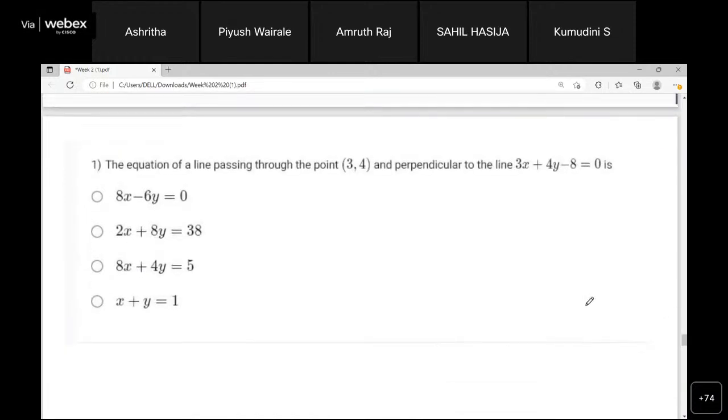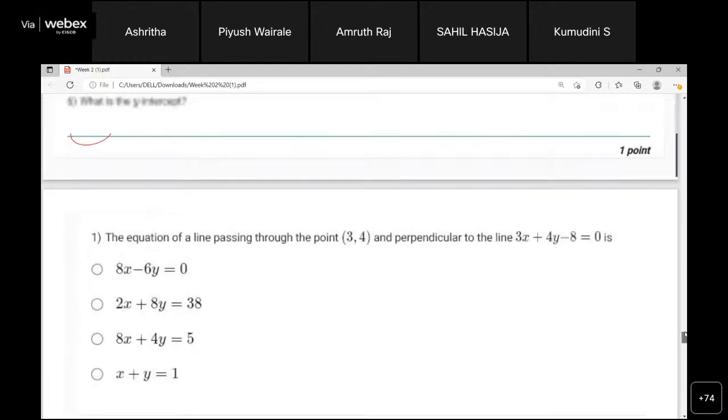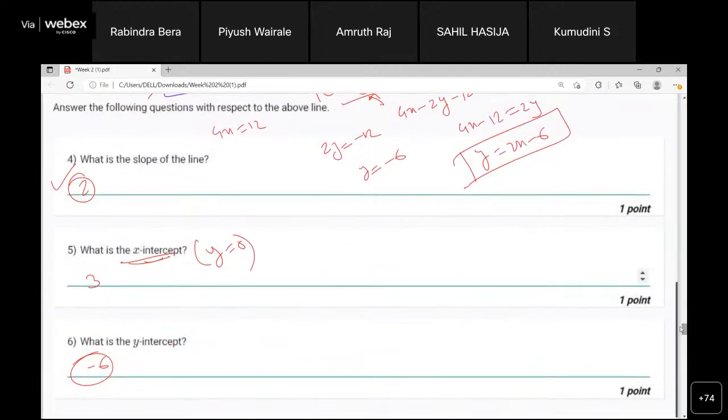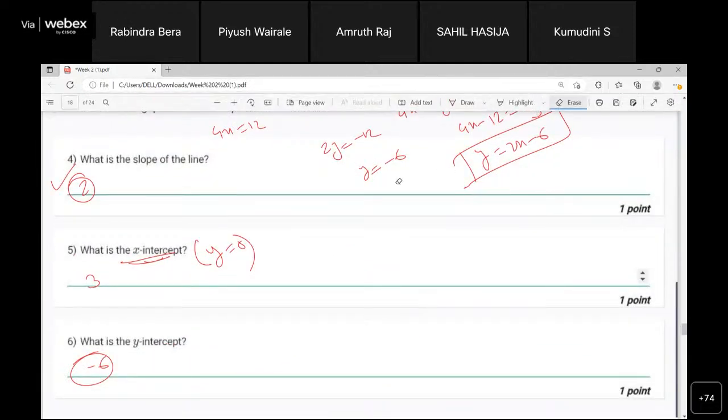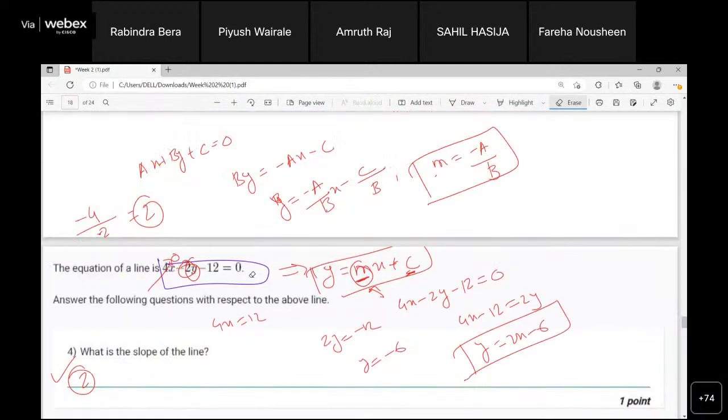Sir, can you please explain the intercept form, how we derived the 3 and minus 6? Whenever I say x-intercept, it means my y coordinate is 0. And for y-intercept, my line is cutting the y-axis, for this the x coordinate is 0, right? So just put y equals 0 here. So 4x minus 12 equals 0.